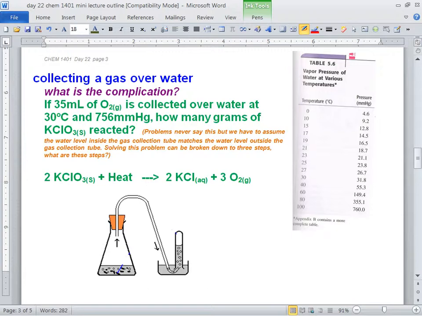Okay? So what's the complication? I guess we could just jump into the complication right now. If you have water, in other words, we're trying to collect whatever gas we're generating. Like here we're trying to generate oxygen gas. All right? So oxygen gas should be bubbling up in here and displacing the water. So we only want oxygen gas in there. But is that the only gas there? There's also what? What other gas is there?